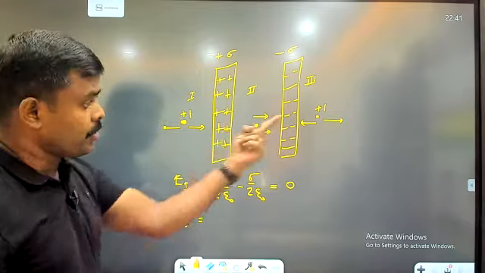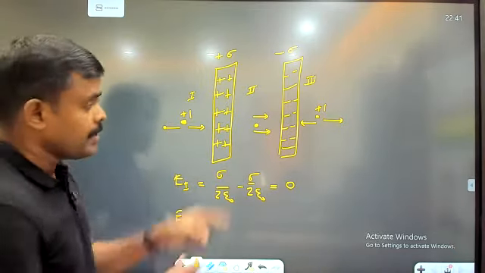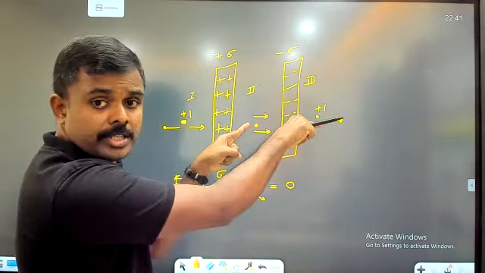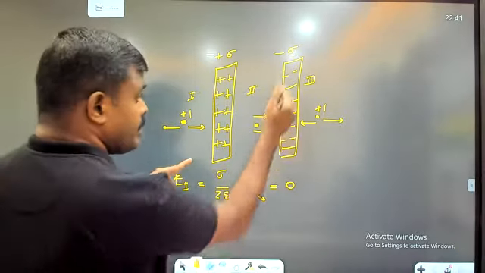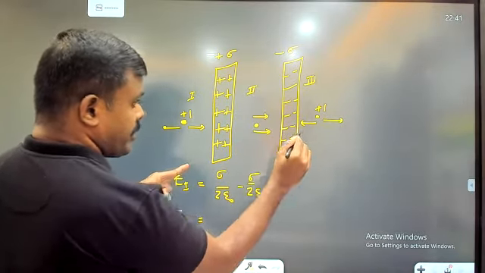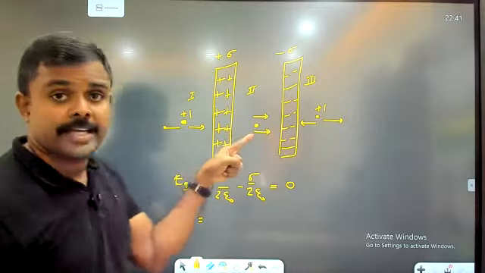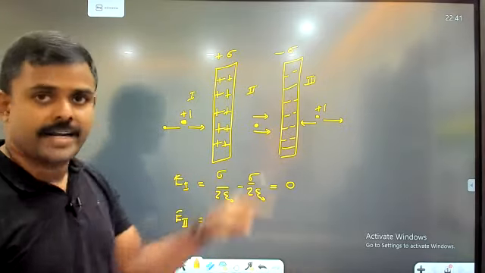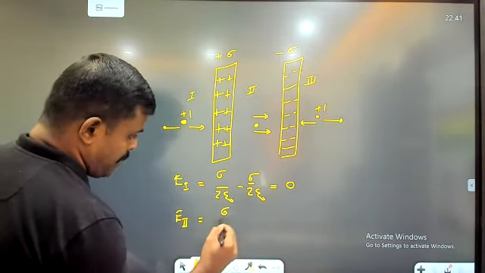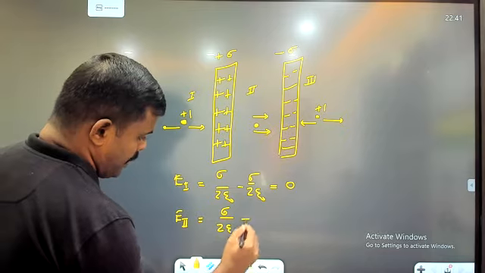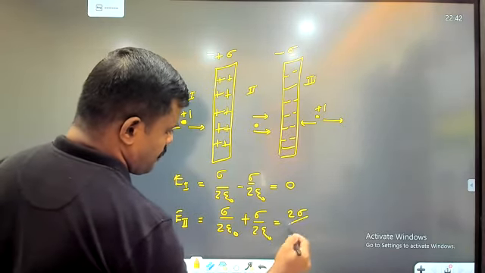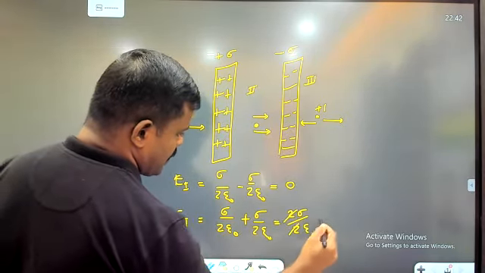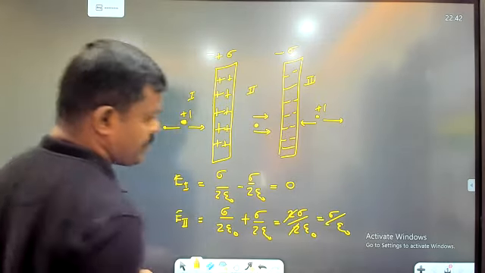Tell me, here both are to the right. Why both to the right? Because if I put a plus charge, this plus sheet repels it to the right. And if I put a minus charge, this plus sheet will pull it to the right. So both are to the right, which means both are to be added. So this one is sigma by 2 epsilon 0 plus sigma by 2 epsilon 0. That is 2 sigma by 2 epsilon 0. These cancel. Answer is sigma by epsilon 0.